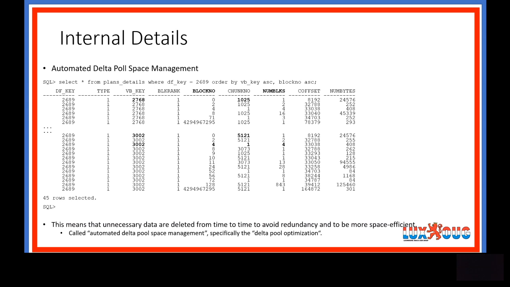if you look here, the same one that I had before, 2728. Now block number 0 is in chunk 1025. Okay? This means that you have a delta pool optimization. ZDLRA reduces the space usage for backups, so you always have good space usage for your ZDLRA.